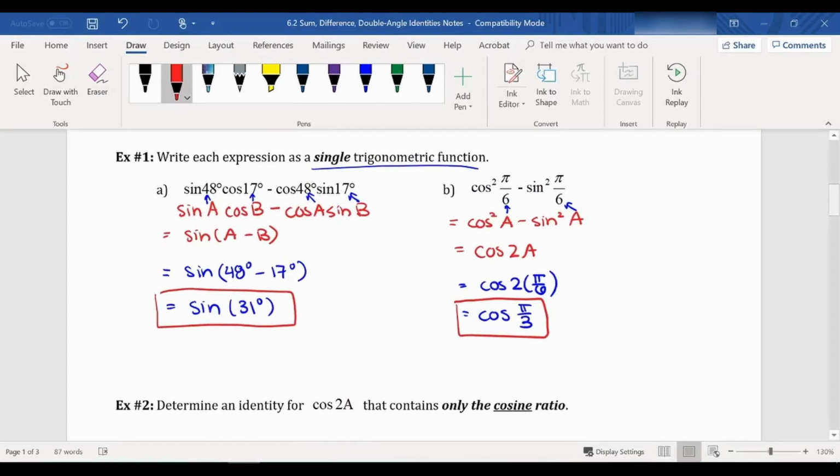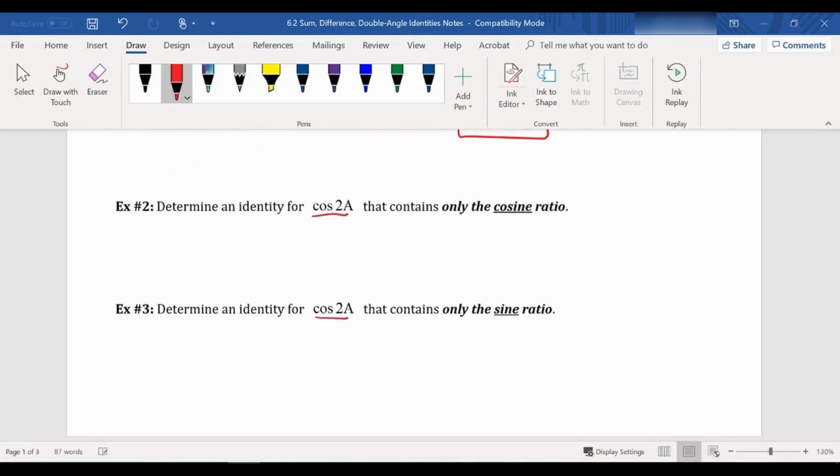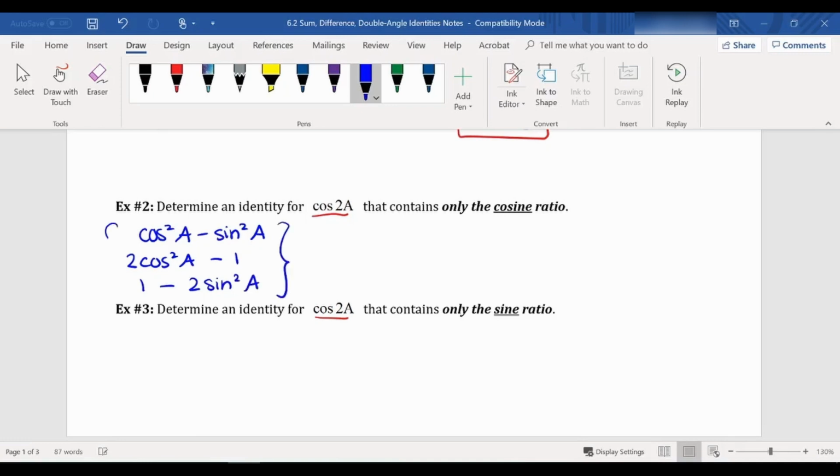Now you'll notice that for cosine 2a, there were a bunch of options, and our options were cosine squared a minus sine squared a, 2 cosine squared a minus 1, or 1 minus 2 sine squared a. We had 3 options, so there wasn't just one. And because there are 3 options, this is what tends to mess people up a little bit, because when they are doing simplifying questions, they don't know which one to pick.